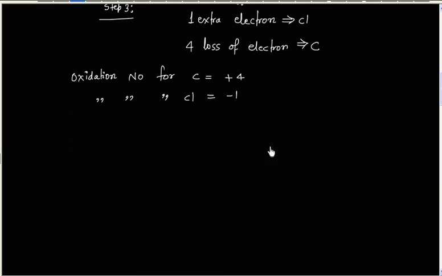Let us try another problem. So we have the molecule CH4. So find out the oxidation number for carbon and hydrogen. So this is the Lewis dot structure. Now carbon is more electronegative than hydrogen. So all these electrons will go to the carbon. That is step 2.